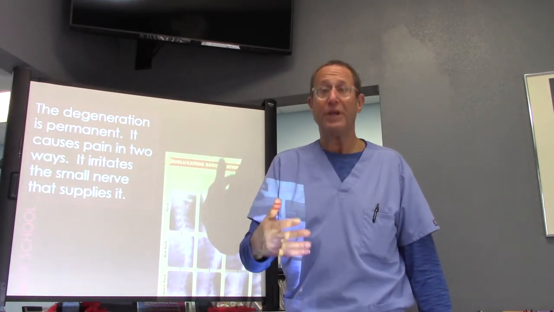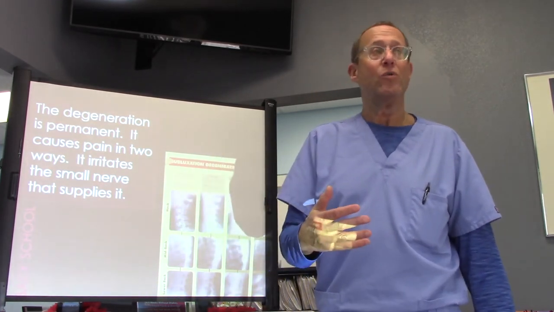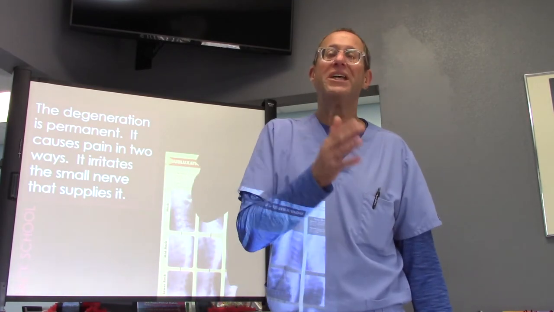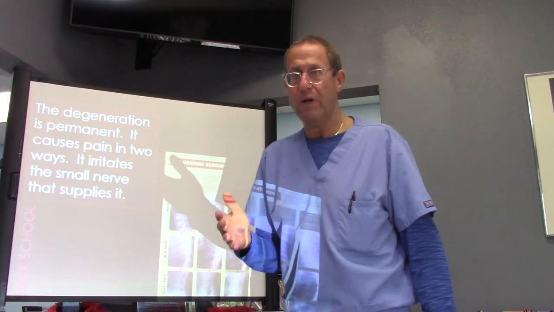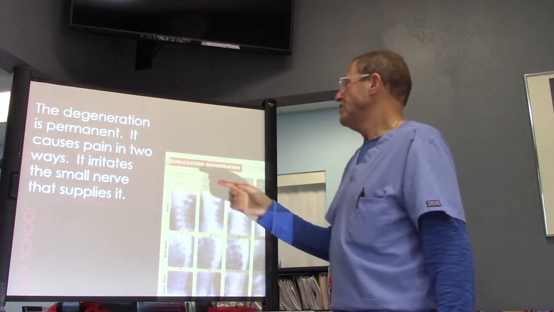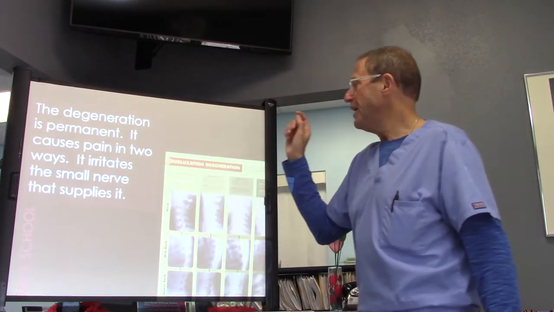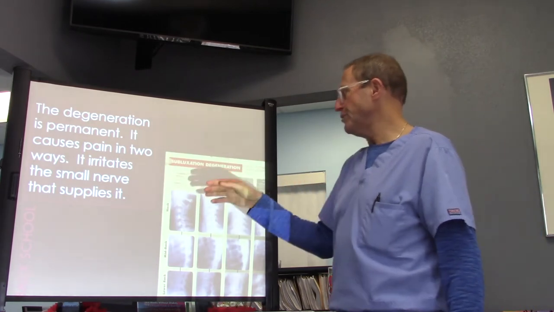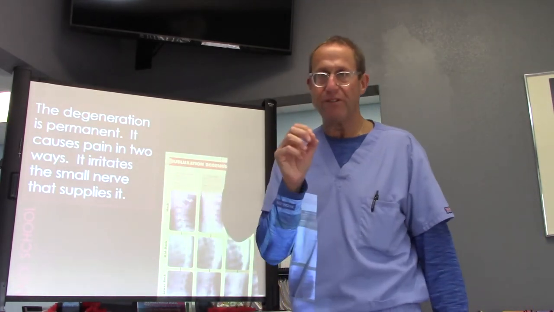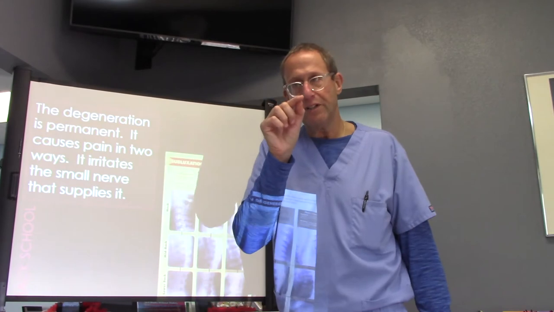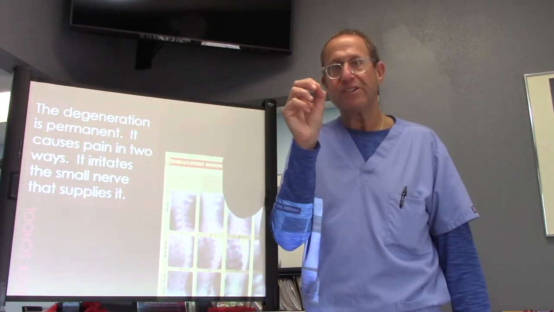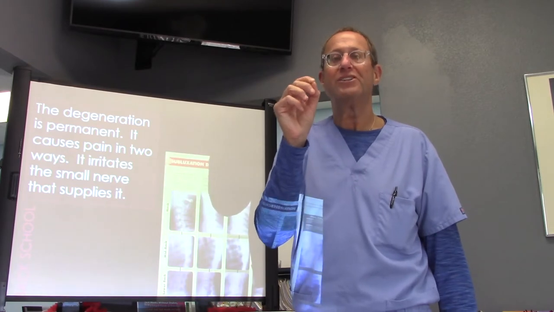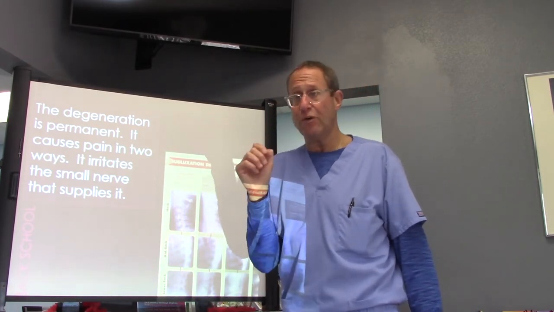And again, if you're a patient, I've explained that to you already. The best we could do is keep your disc the way it is, prevent it from degenerating anymore. Okay, and that's a key point. So the degeneration is permanent, and it causes pain in two ways. It can irritate the small nerves called the sinovertebral nerves that innervate the outside portion of the disc. And when a disc tears or degenerates, it can irritate that nerve, and that can cause pain.